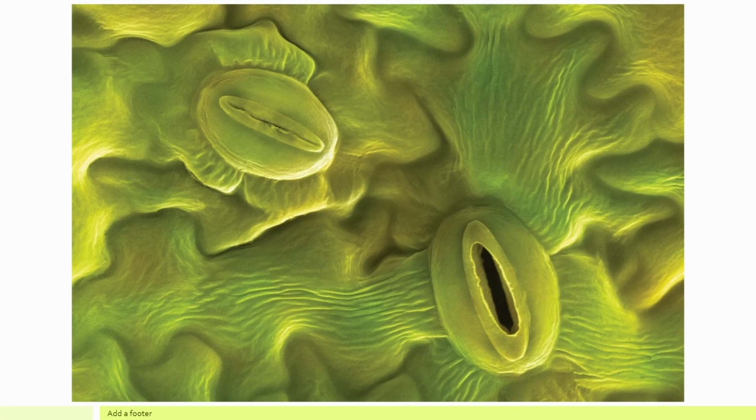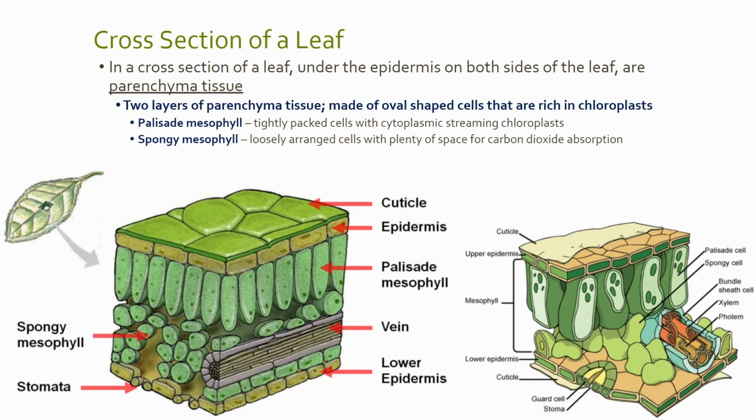Here's what stomata actually look like under an electron microscope. Of course, the one on the left is closed and the one on the right is open. Keep in mind that the stomata with its guard cells are only in the lower epidermis. The base structure for a leaf, again, is an upper and lower epidermal layer with inner cells.